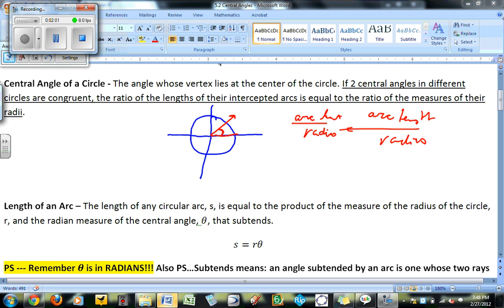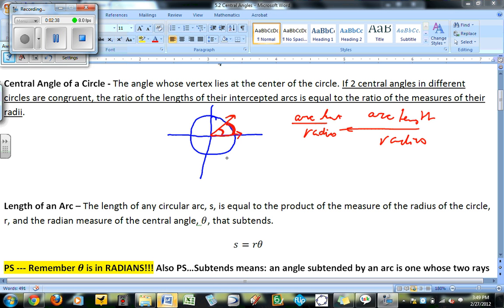Okay, so we know what a central angle is, and what we're going to talk about now is the length of an arc. The length of any circular arc, S, is equal to the product of the measure of the radius of a circle and the radian measure of the central angle theta that subtends it. By the way, subtends means that these two rays are passing through the circle, and this is the arc that is formed from this angle.